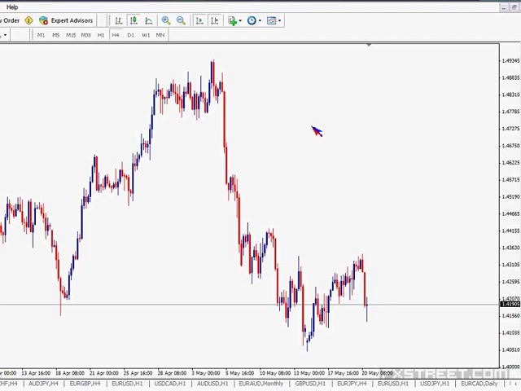But generally, we say that when either a resistance or support level is broken, it turns into the opposite for further price movement. So if we break a support to the downside, that level will turn into a resistance in a future bounce higher.